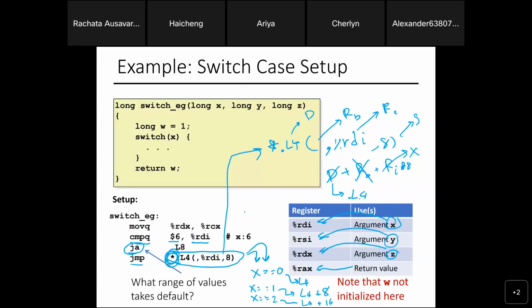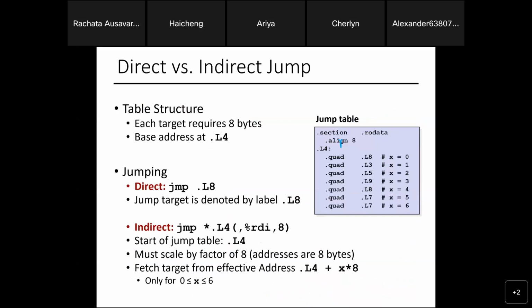The reason why we have the star here has meaning. .L4 alone will go to that location. Star means I dereference the location. So L4 will look like a table. Here is what we call a jump table.